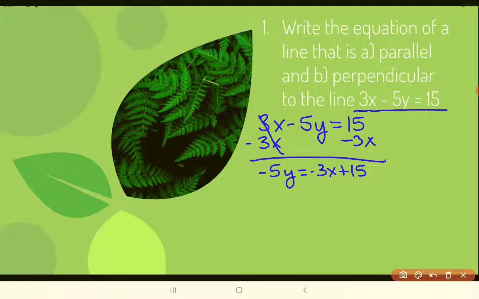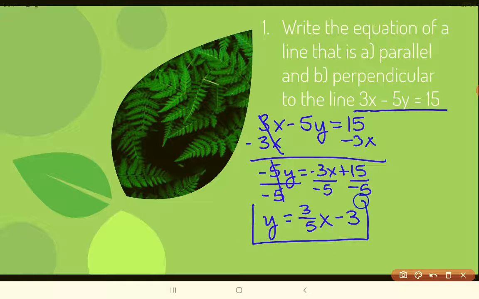And again, I don't combine the negative 3x and the 15. Those are not like terms. One has an x and one doesn't. Step 2 is I divide everything by negative 5 to finally get y by itself. So y equals, okay, 3 over 5 doesn't reduce, but two negatives do make a positive. So I have positive 3 over 5. 15 over negative 5, however, will reduce. That reduces down to negative 3. So here's an equation of that line that looks much nicer: y equals 3/5 x minus 3.